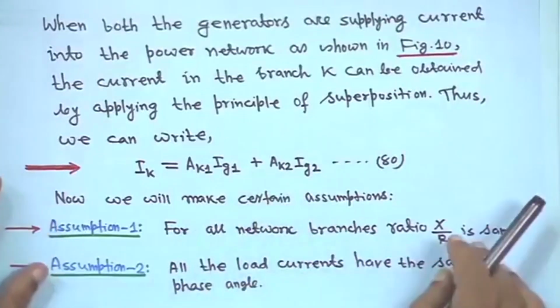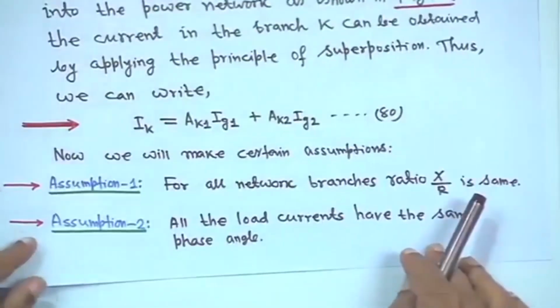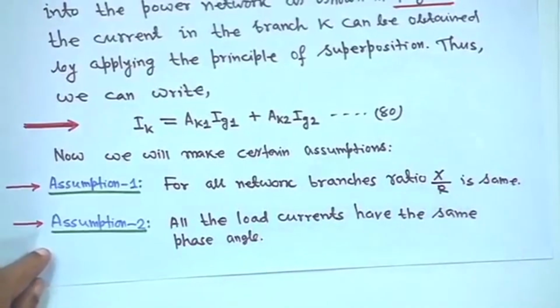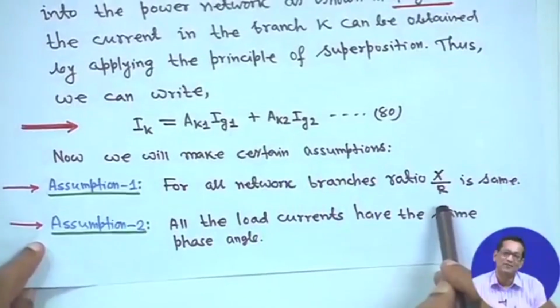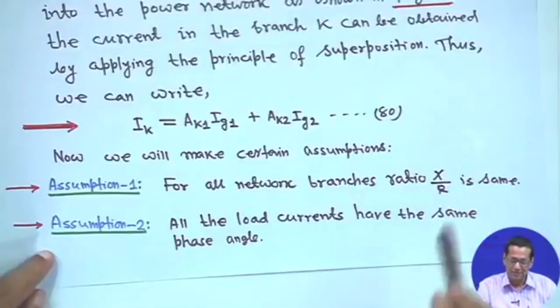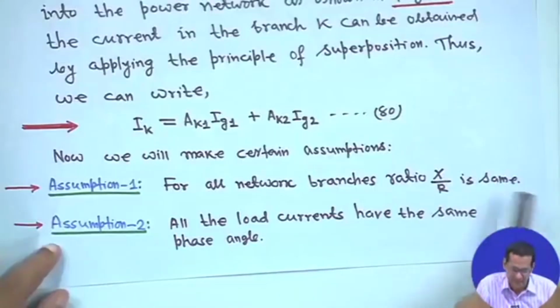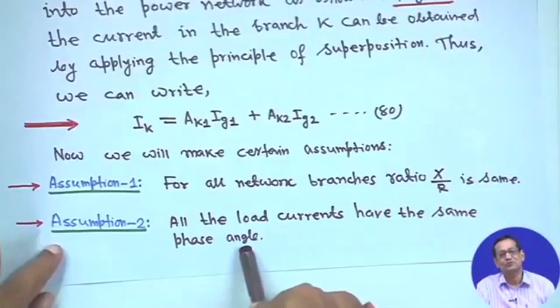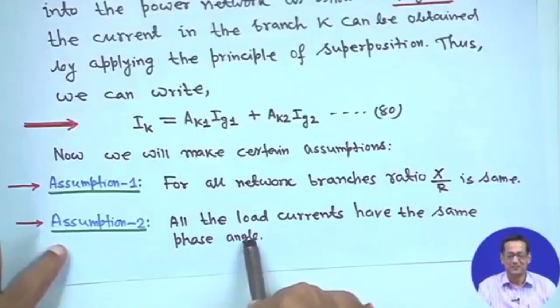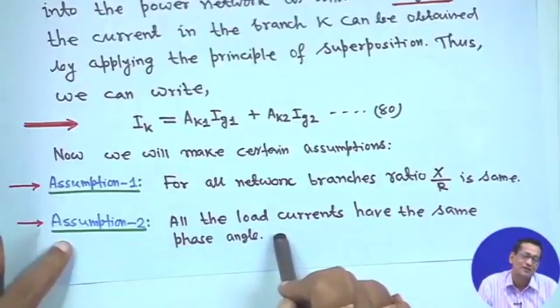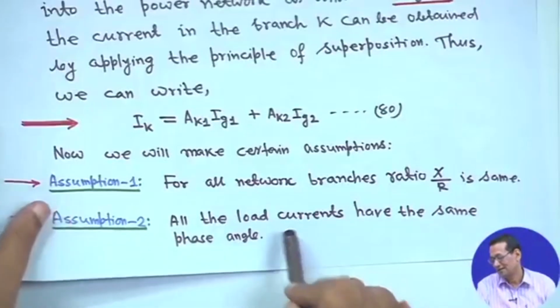Now, we will make certain assumptions. The assumptions are that for all network branches the ratio x by r is the same. This is actually a very bad assumption. For a transmission line the x by r ratio is not the same, it varies because we use different types of conductors, but we will assume that it is the same. Second, all the load currents have the same phase angle. This is also not true, but we will assume it for approximation. Based on these two assumptions we will derive the loss formula.